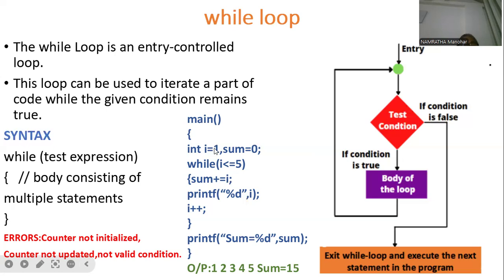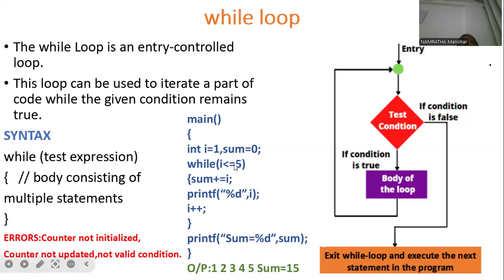Now, initially i is 1. So sum becomes 0 plus 1, that is 1. And then you're printing the value of i, that is 1. Then you have to increment your counter. This is the counter variable, so i++. You are incrementing the counter variable. So i++, i becomes 2.